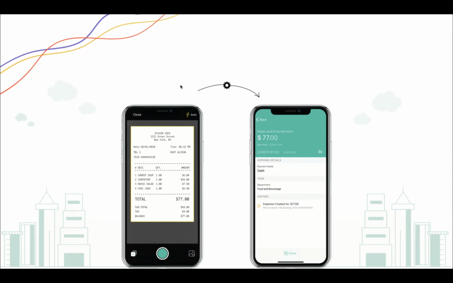What was a very laborious process before AI came in is now something where you just click with your camera, upload it then and there, and Zoho Expense takes care of the rest. So this is a powerful AI feature that has saved a lot of time.